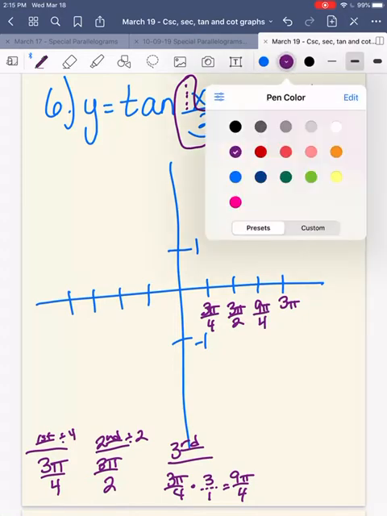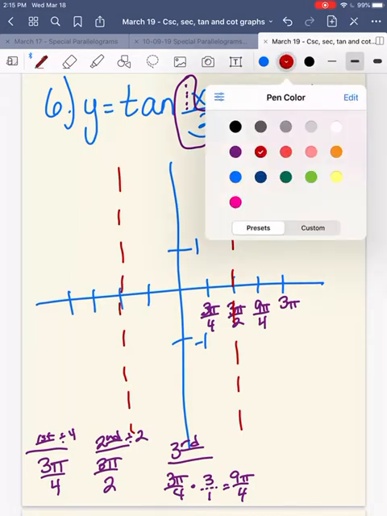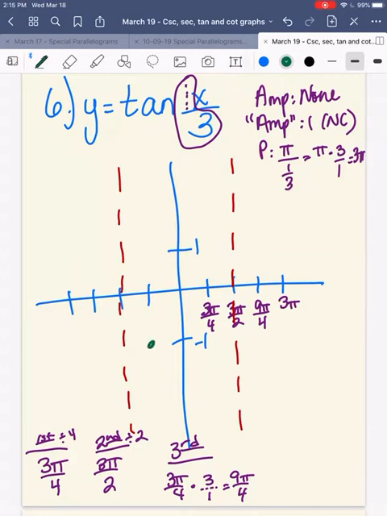Okay? And then tangent has asymptotes, 2 to the right and 2 to the left. And then tangent is an increasing graph, and we don't have a reflection or anything, so it's going to continue to increase. So we're going to start here, and we're going to increase. And then we're going to do the same thing again. Start at -1, go to 0, and then that last dot's going to be up.